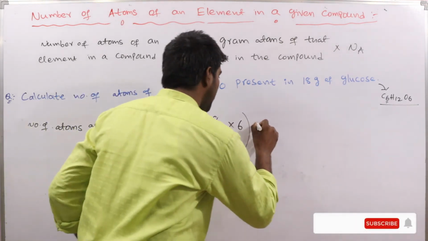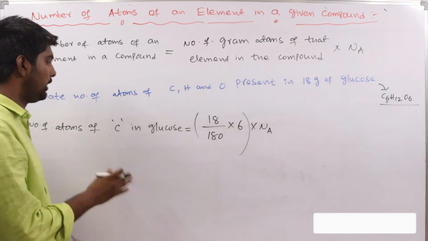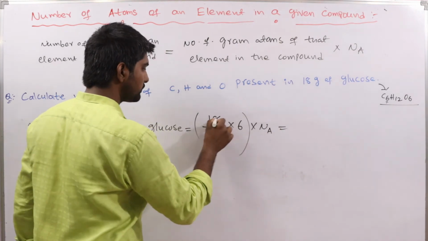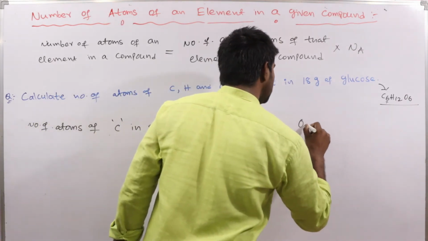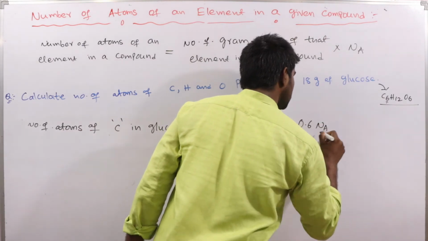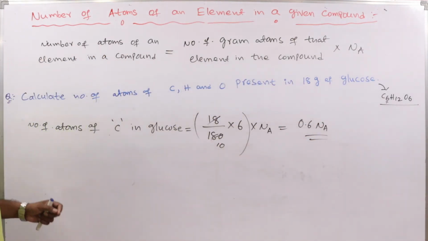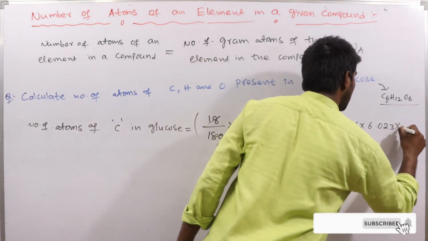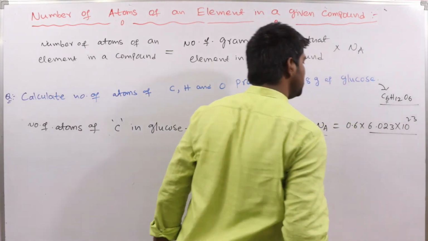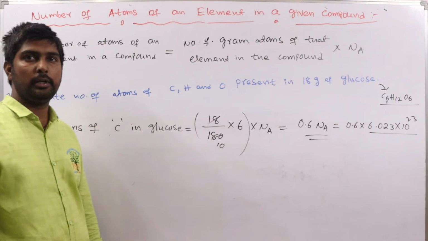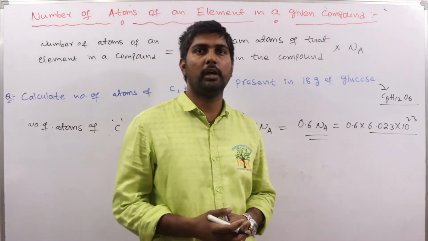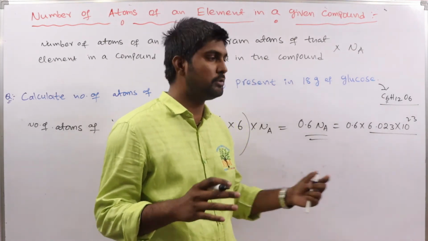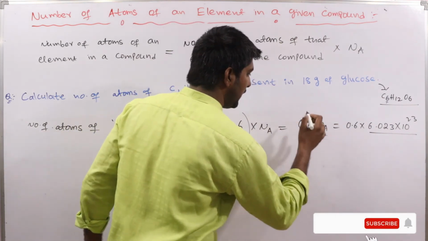If this is multiplied by Avogadro number, then we get the number of carbon atoms. This we just discussed. So that is equal to one tenth times 6, so we get 0.6 Na. Or you can write 0.6 into 6.023 into 10 power 23, where this is Avogadro's number, 6.023 into 10 power 23. Depending upon the given option in the examination, if they have given the simplified answer, then simplify this. Otherwise, in most cases they give options like this only.